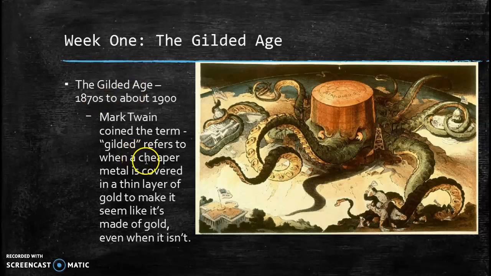And gilded is an old-fashioned term that means when something is covered with, like when a piece of jewelry that's made of a cheaper metal is covered with a really thin layer of gold to make it seem like it's made out of gold. And so the metaphor that Twain was drawing on was that everything looked really nice during the Gilded Age. There were a lot of really wealthy people, for example.